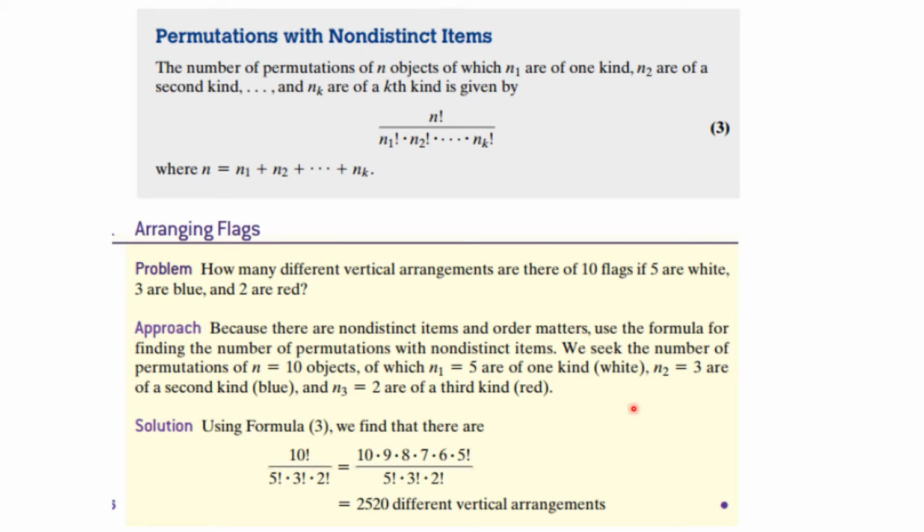Okay, so the approach is, because there are non-distinct items and order matters, because you end up with a different signal when you're sending the flags, we seek the number of permutations of 10 objects of which n1 equals 5 are white, n2 equals 3 are blue, and n3 equals 2 are red. So we use the formula that's up here, and you see 10 is 5 plus 3 plus 2. So this is 10 factorial over 5 factorial times 3 factorial times 2 factorial. You do all of that calculation and you get 2,520 different vertical arrangements.